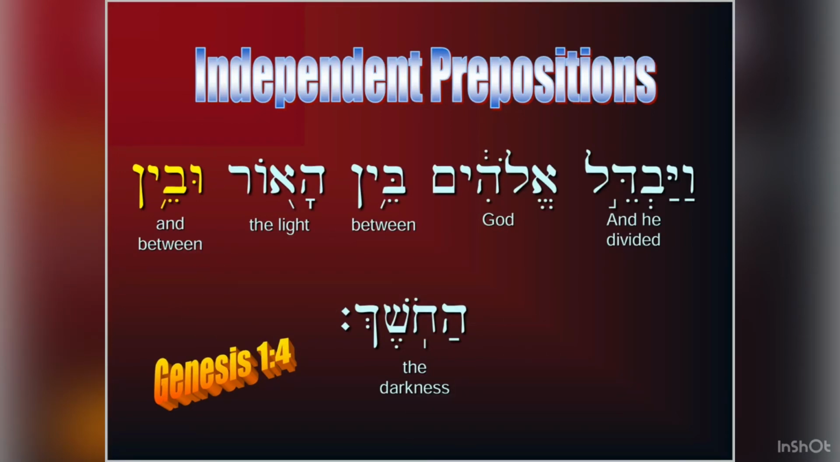What you need to observe in this example is how the preposition is a stand-alone word. It is not a prefix like ha, the definite article. Rather, it is an independent preposition.